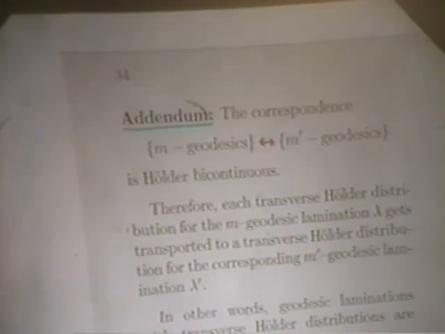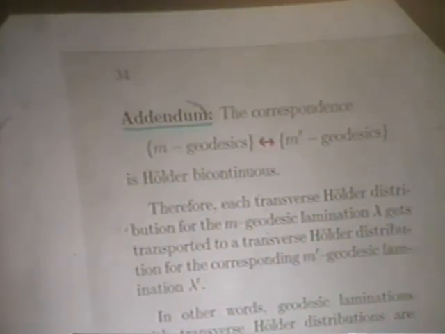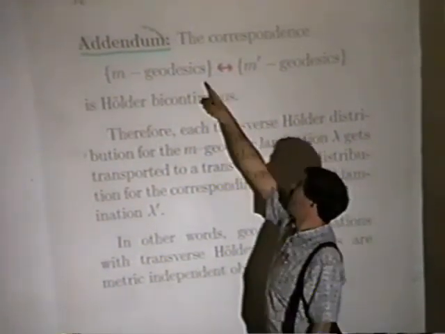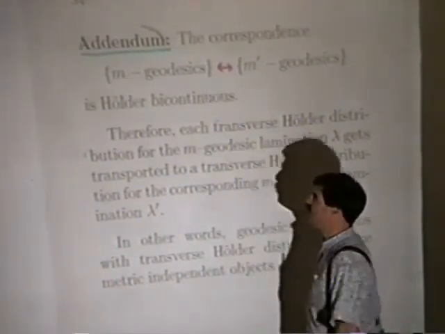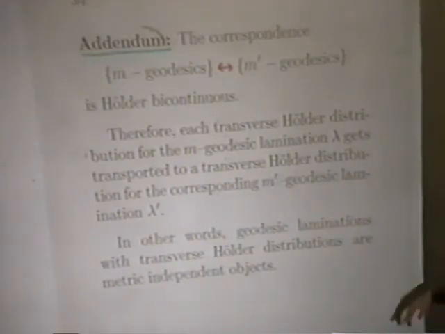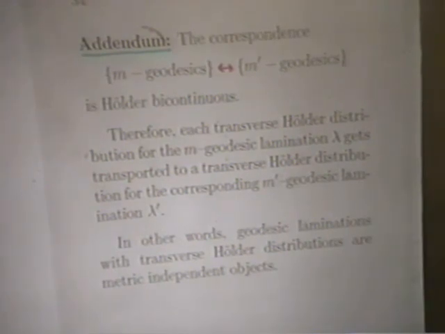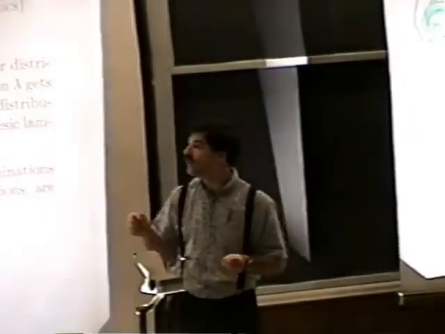The important addendum is that this correspondence is not only continuous, but Hölder continuous. That's something fairly familiar to the people who do these kinds of things. Whatever natural distance you put on the space of geodesics, this marking is Hölder continuous, and the inverse is also Hölder continuous. So when I take geodesic laminations with a Hölder transverse distribution, it's also metric independent. This whole theory, which was topological to begin with, is still topological at this point, namely it does not depend on the choice of the metric.